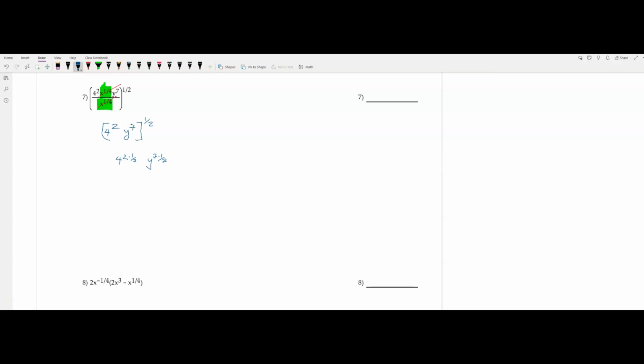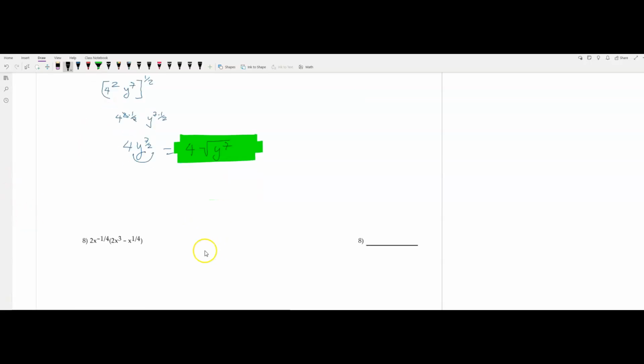When I simplify, the 2 over 2 cancel out. I have 4 to the power of 1, that's 4. And then here I have y to the power of 7 over 2. I cannot simplify that because otherwise it's a decimal. I can represent this as a radical if I want to. That's going to be 4, and then the 2 is my index, so it's just a square root, and then y to the power of 7 inside the radical. And that's my answer.